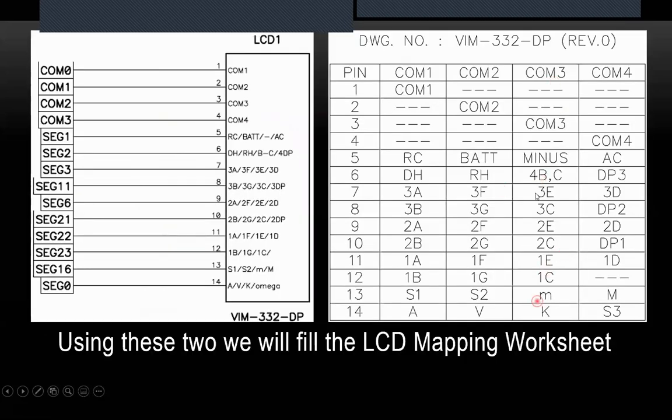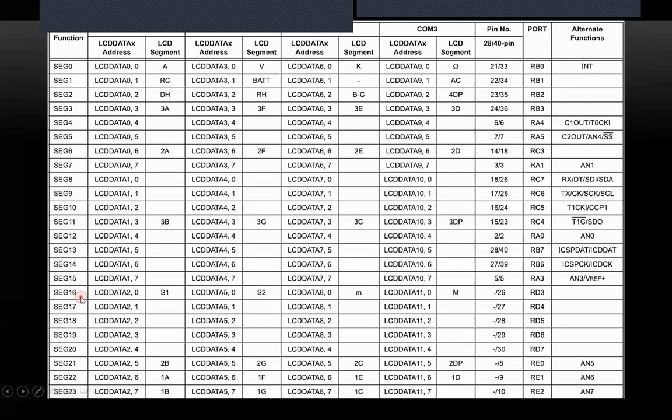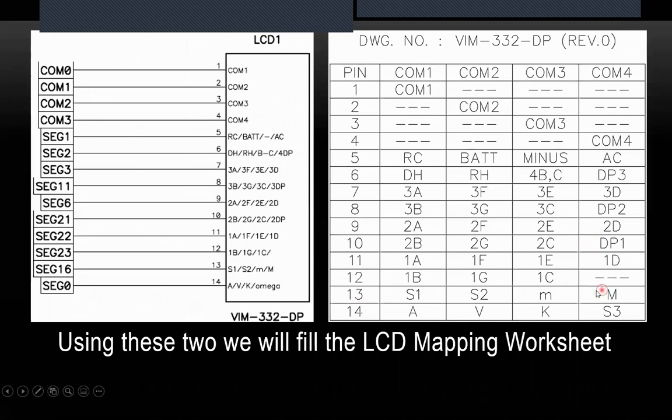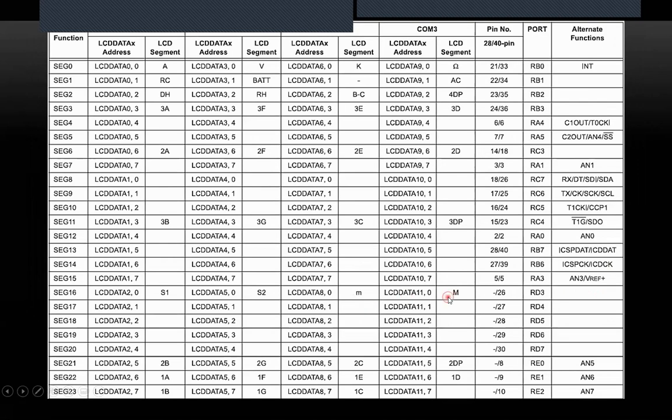Similarly, let's look at other examples here. The milli symbol is in COM3 and pin number 13. Pin number 13 is segment 16. So we go to segment 16. This is segment 16 and COM3. COM3 is connected to COM2 of the microcontroller, because in the microcontroller the numbering starts from 0, COM0, and on the LCD screen the numbers start from COM1. So in COM2 and segment 16, it has the milli symbol. Similarly, the mega symbol is in COM4 here. Okay, so we fill it here.